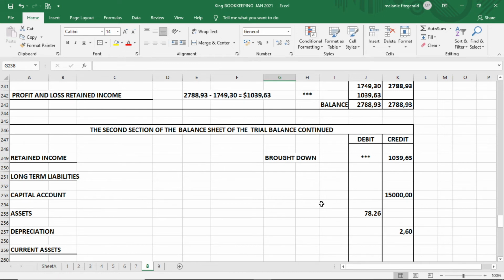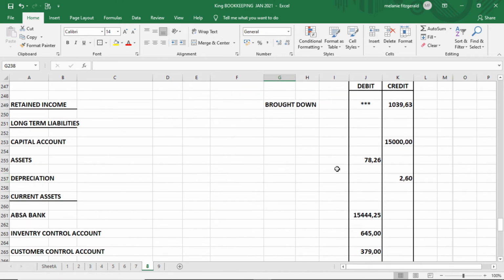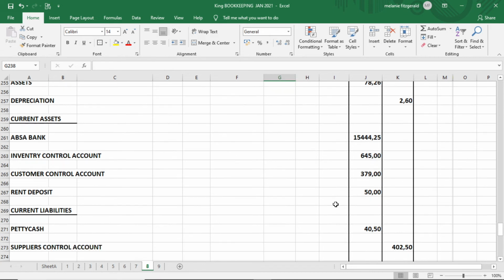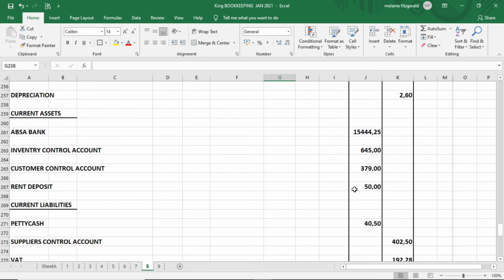All right. So long-term liabilities, capital account $15,000. Remember, we originally put that into the business. Assets of $78.26 on the debit side. That capital account's on the credit side. The depreciation of $2.60 on the credit side. The current assets, Absa Bank, $15,444.25 on the debit side. The inventory control account, the customer control account, the rent deposit.